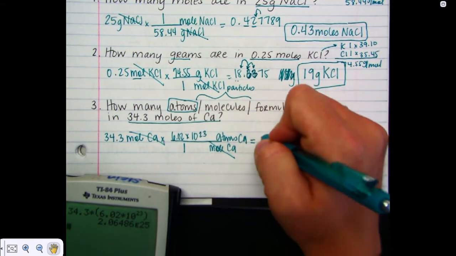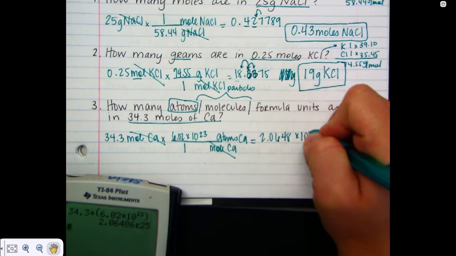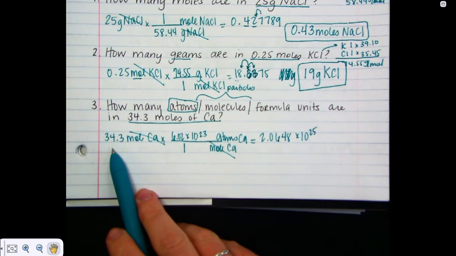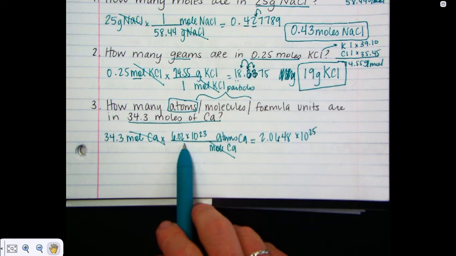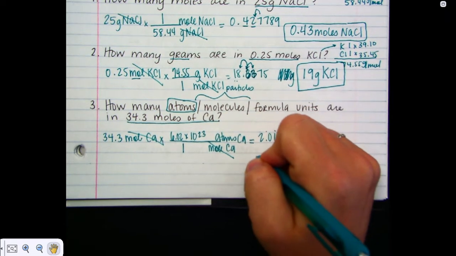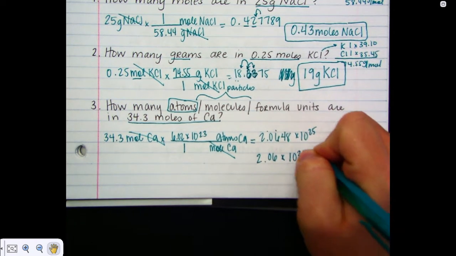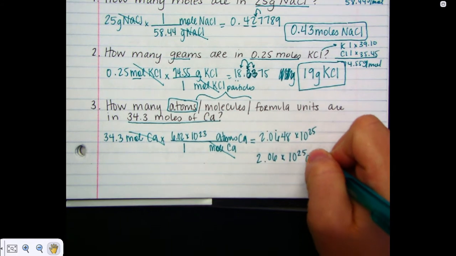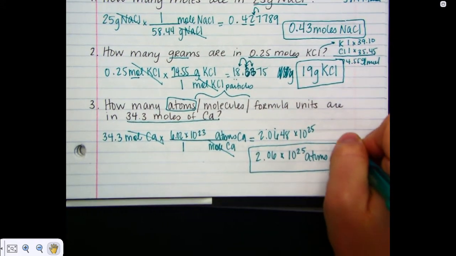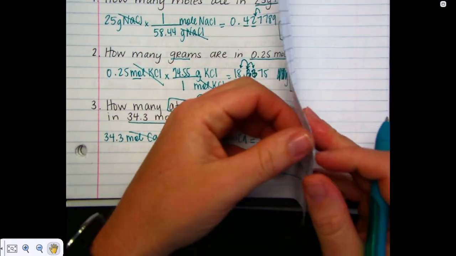So let's write down 2.0648 times 10 to the 25th. And let's check out our sig figs. I've got 3 here. This is a constant, so I ignore it. So 3, 1, 2, 3. The 4 doesn't round. 2.06 times 10 to the 25th atoms of Ca. Okay. All right. Now let's look at our next one.